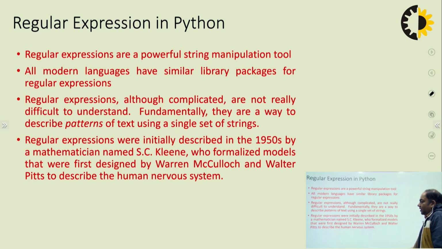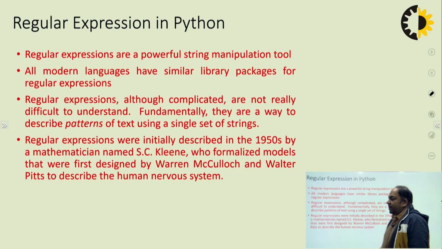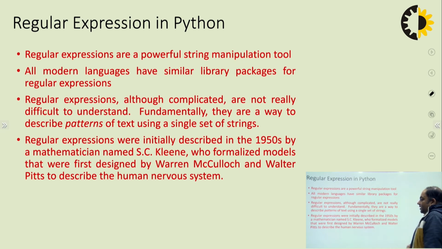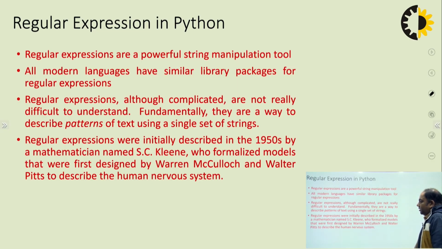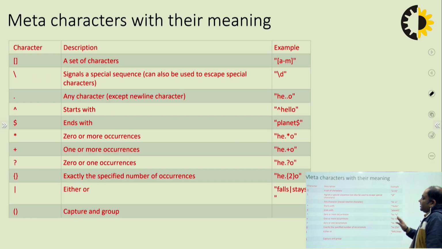Kleene, who first formalized the model designed by McCulloch and Pitts that describes the human nervous system. All these are the meta characters that I am going to explain, which we use when we want to use a regular expression in Python.